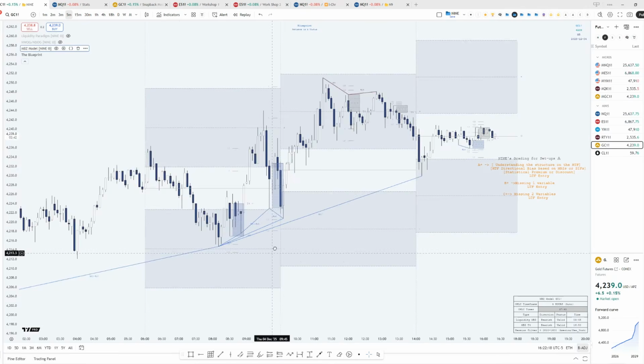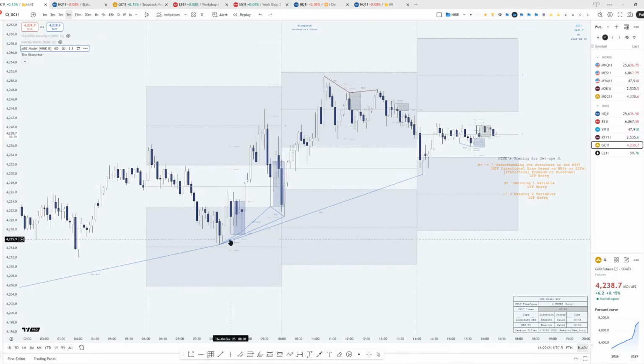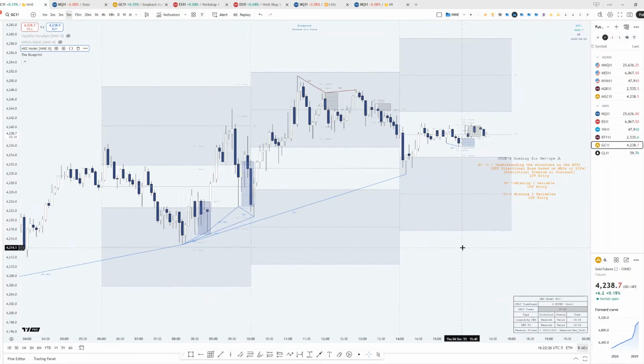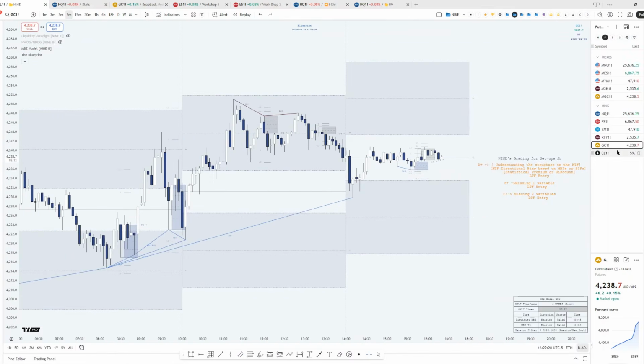Yeah, there it is. So we have silver, platinum, platinum, silver, platinum, and it bases it off the MBZ setup. So, same thing on crude oil.